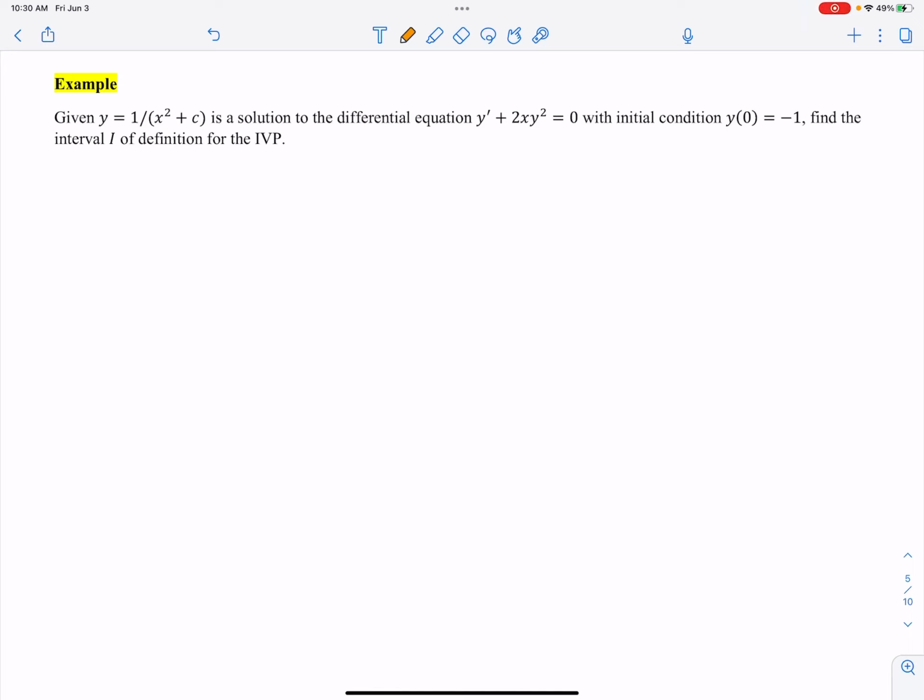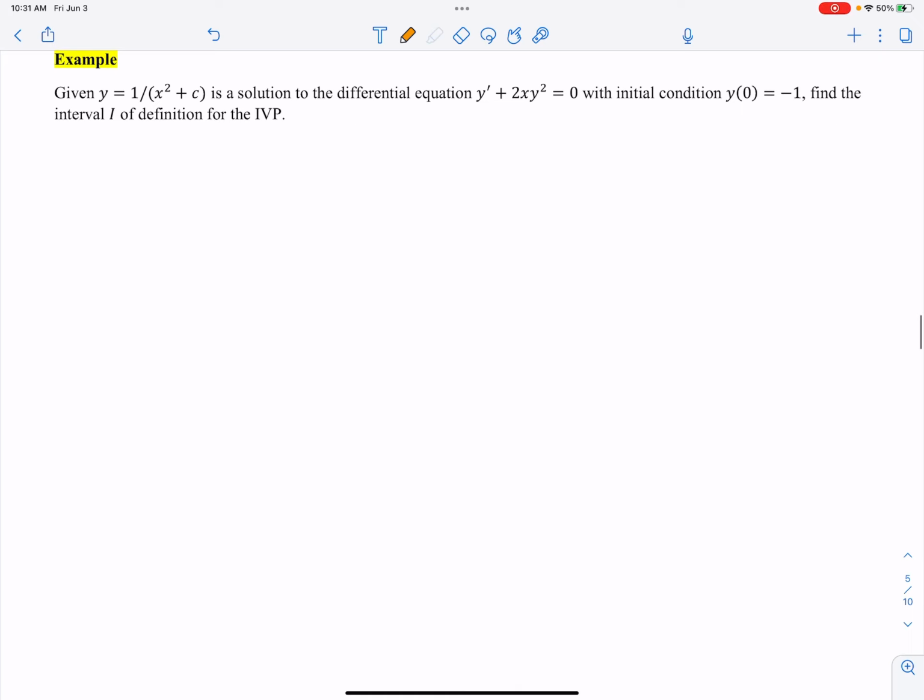In this video, we are going to finish up our discussion on our introduction to IVPs. They're not going to go away. We're going to use them all semester. So given this function is a solution to the differential equation, we don't have to verify. It didn't say verify, didn't say determine if it is. We don't have to do any of that. With the initial condition, they gave us that y of 0 equals -1.